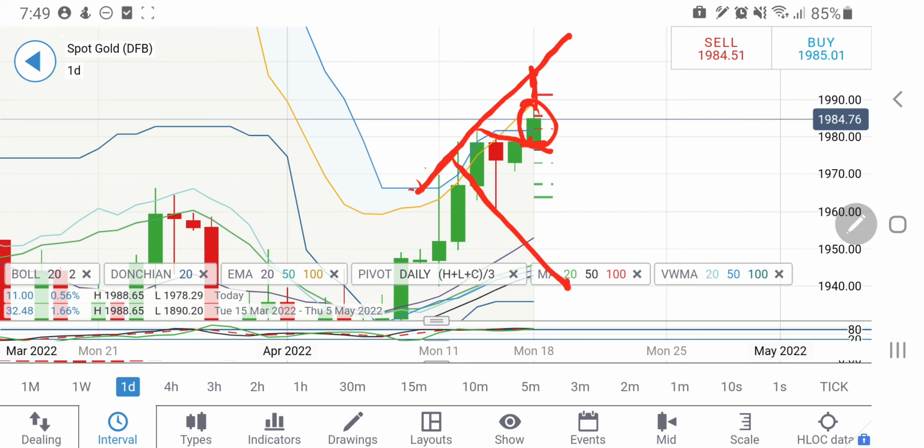These two levels are very important for gold, and then 1965 will come into picture. Below that we may see a sharper drop. However, I am not in favor of a drop right now in gold. I will expect it to hit 2000 levels plus first before looking forward to a drop.